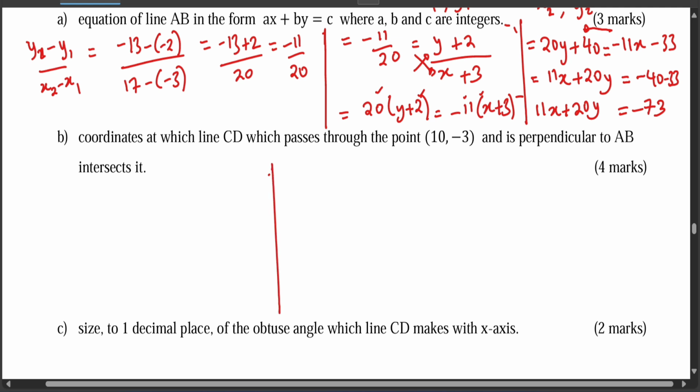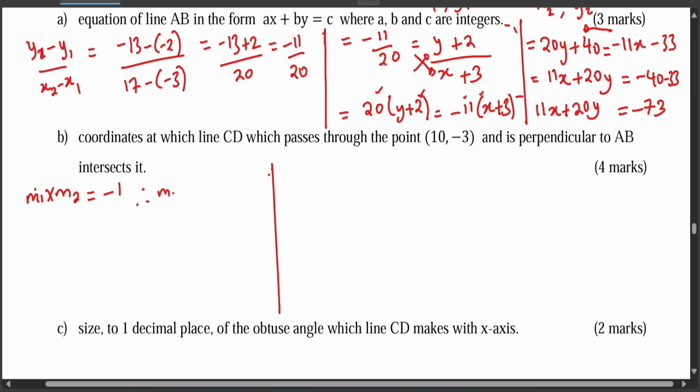These are line CD, which passes through the point (10, -3) and is perpendicular to AB, intersecting it. So, CD is perpendicular to AB. So what do you know about perpendicular lines? It bears this equation, which is m1 times m2 equal to -1.